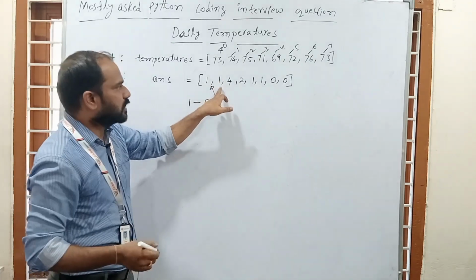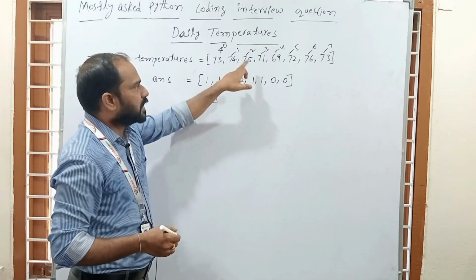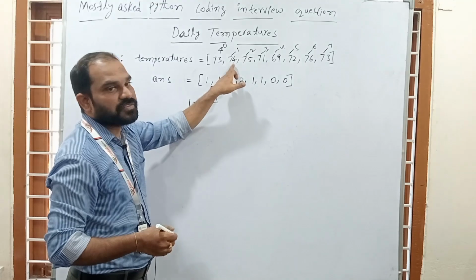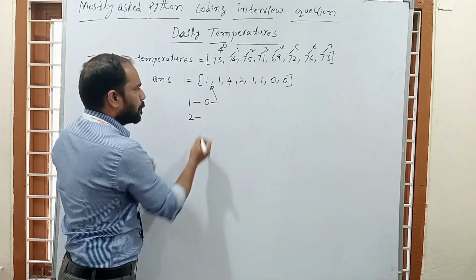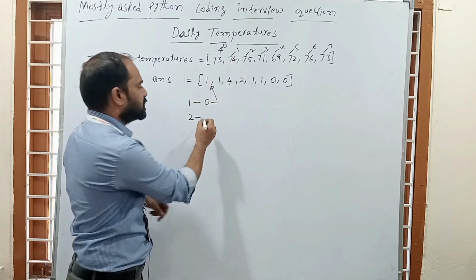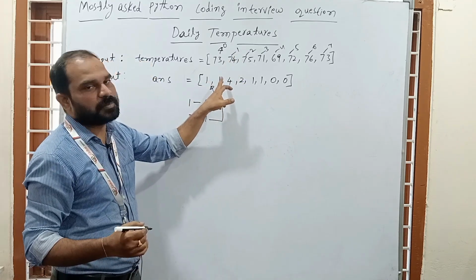And next, here we have appended 4. You consider, we are comparing the next upcoming temperature with the 74 now. So now what is the index number of 75? 2, minus the index number of 74, which is 1. So here this result is appended into this particular array.